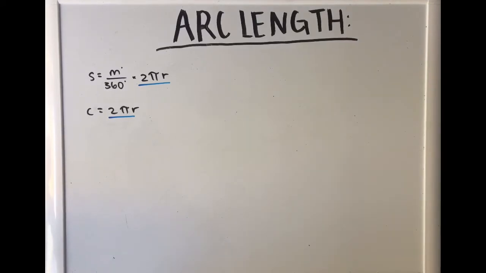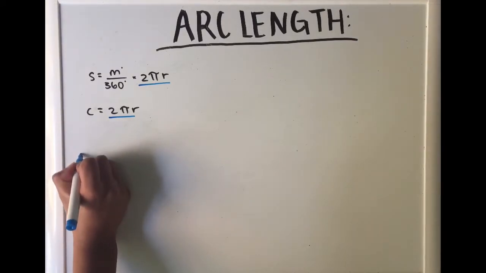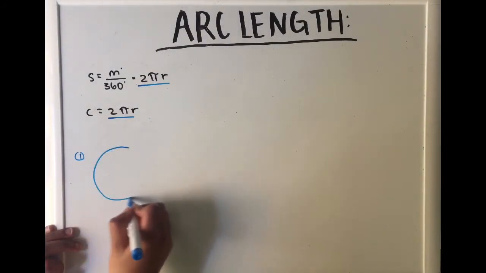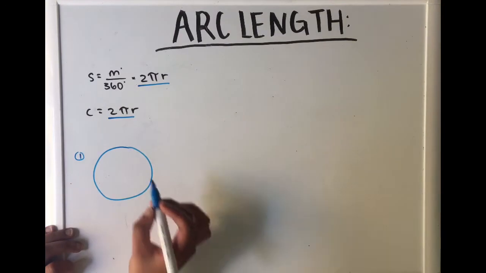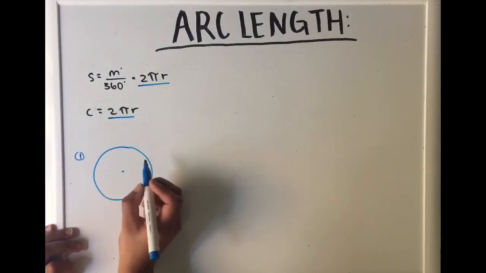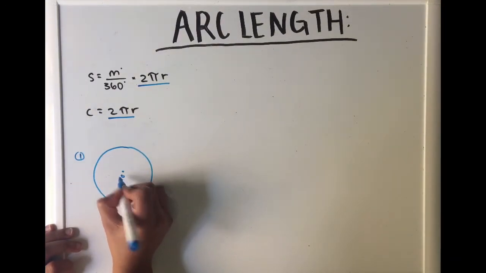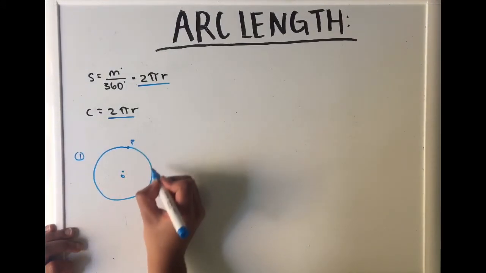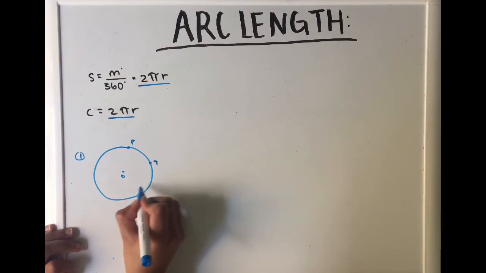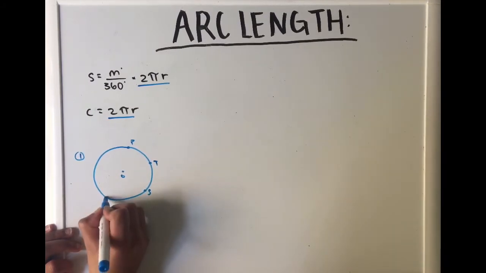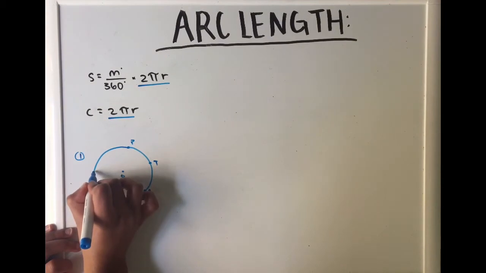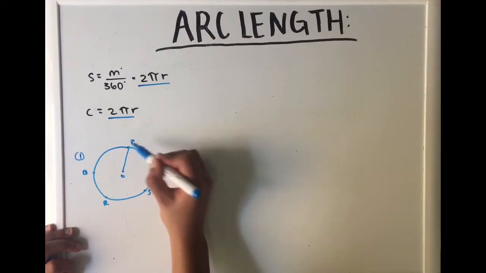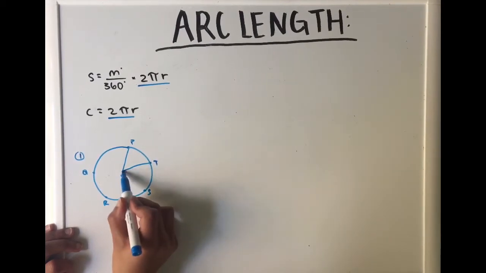So let's have two problems. The first problem, in this problem we're given a circle. Okay, it's not a great circle, but it's a circle. And let's have a point O, because this is circle O. And here we're gonna have point P, point T, point S, point R, and here point Q. And when we connect them, we're gonna get our angles.